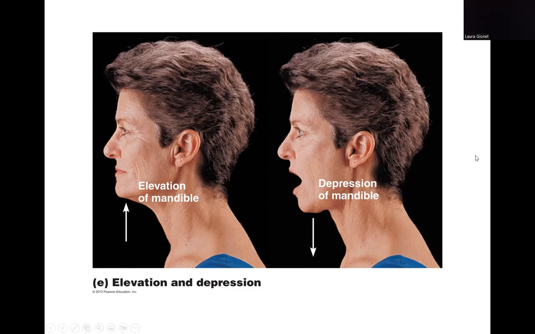So the scapula, as you shrug your shoulders upward, the scapula elevates and slides on the ribs. And then when you let your shoulders drop down, you depress the scapula.